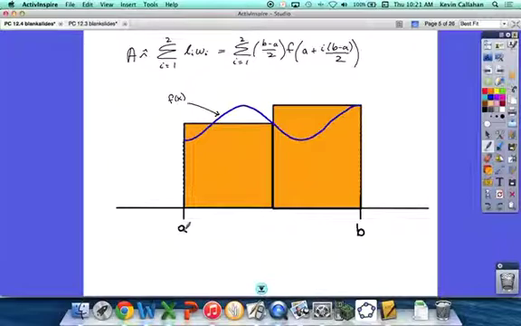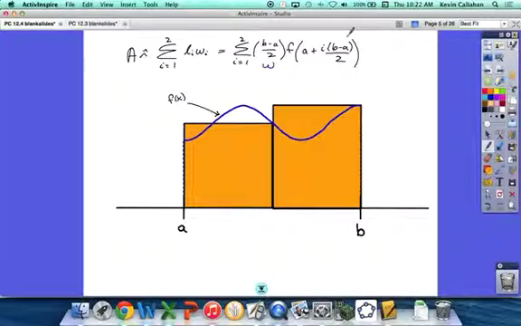I'm using an index of i. So i equals 1 to 2, length sub i, width sub i, right? So it'll be length times width, add them up. Now, the width of each one of these is going to be b minus a divided by 2, right? That's the width. And then we're going to find the function value. We're actually finding it at the right side of the box. So this is the x value that we're evaluating the function at, f of, right?